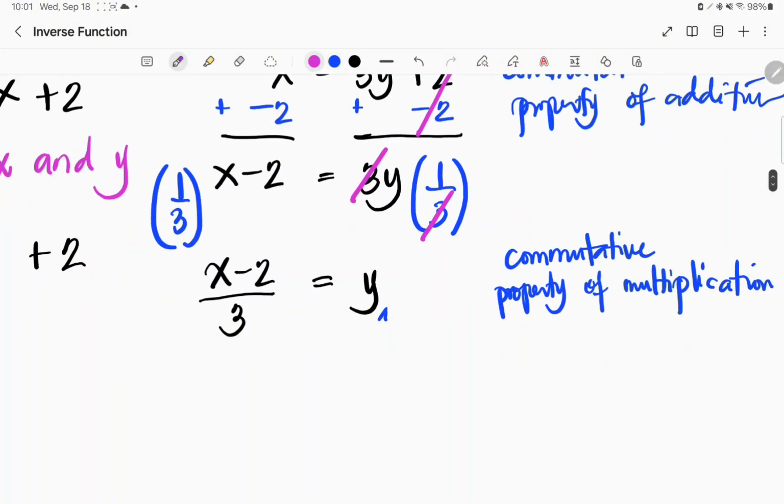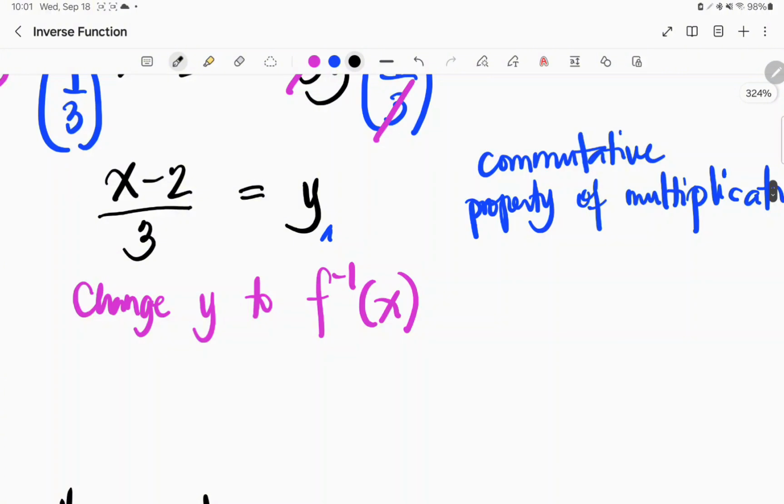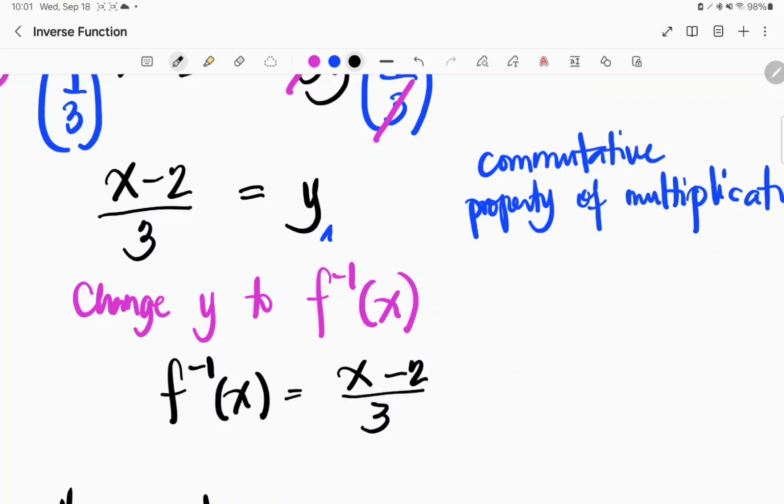Now, for the last step, we have to change y to f of negative 1 of x. So our final answer will become f of negative 1 of x is equal to x minus 2 over 3. So this is now the inverse of the given function.